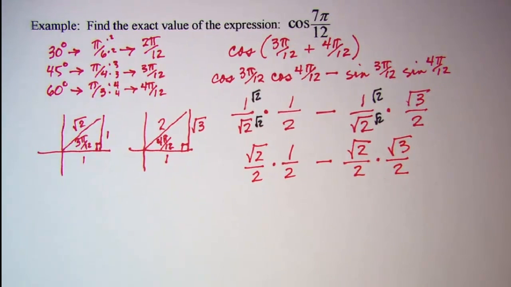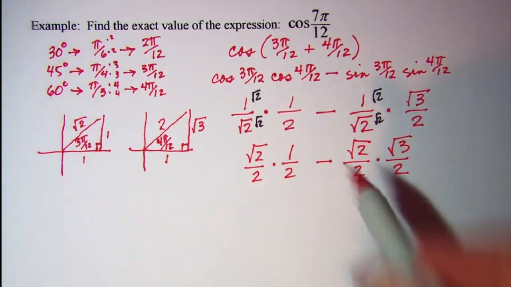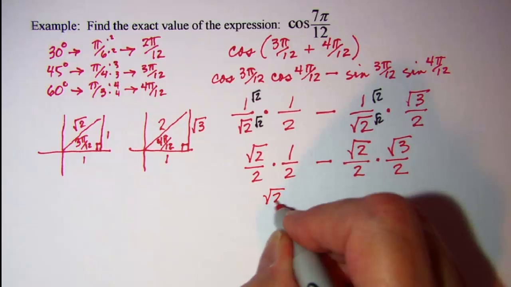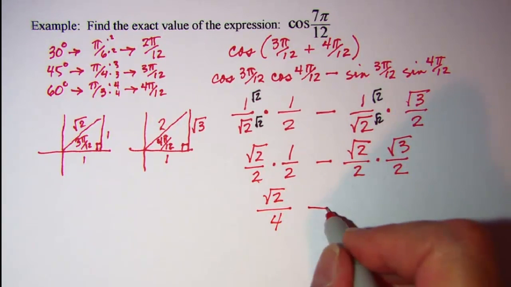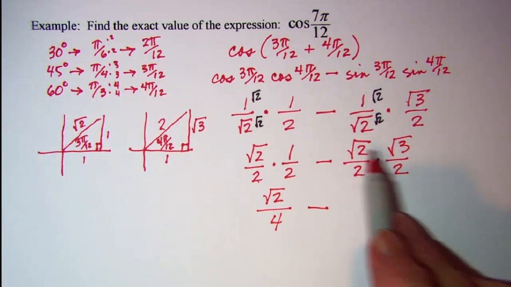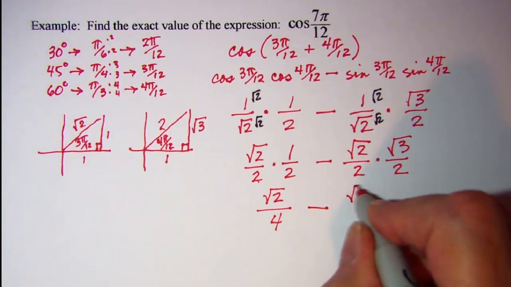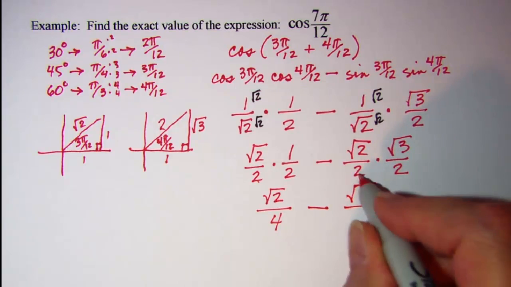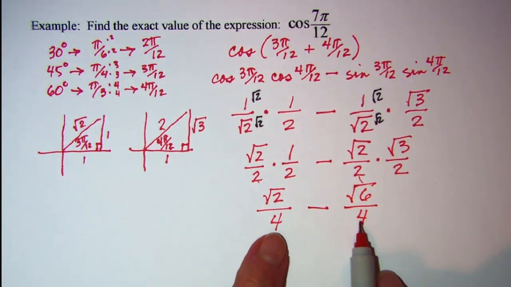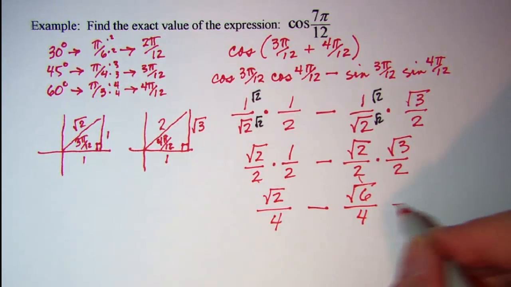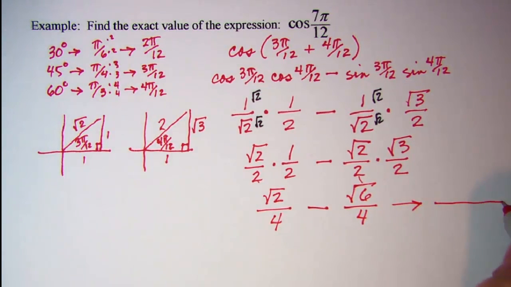Now I'm going to multiply. Root 2 times 1 is root 2. 2 times 2 is 4. Subtract. And then root 2 times root 3 is root 6. 2 times 2 is 4. Now these have a common denominator, so I can combine them. And it'll be root 2 subtract root 6 over 4.